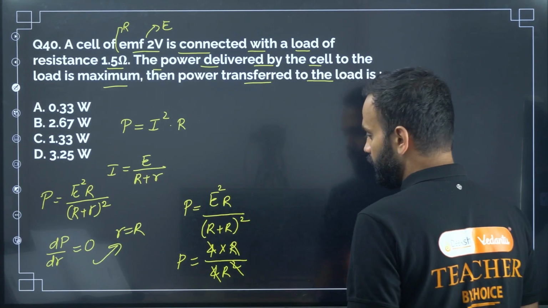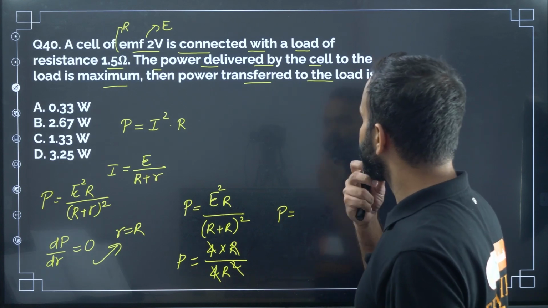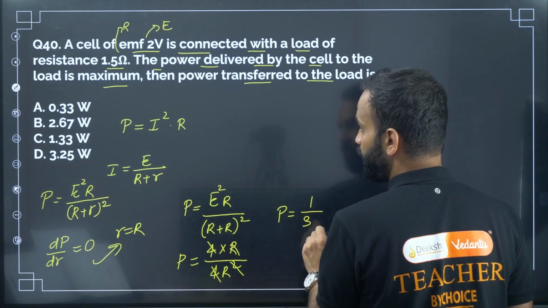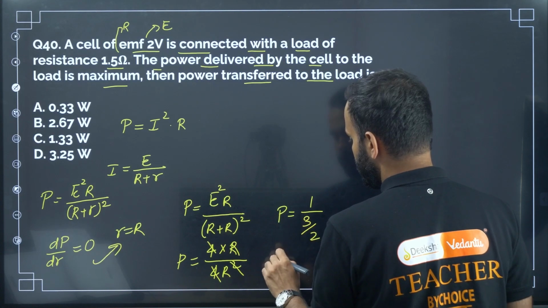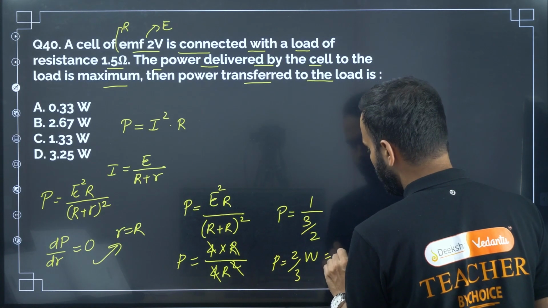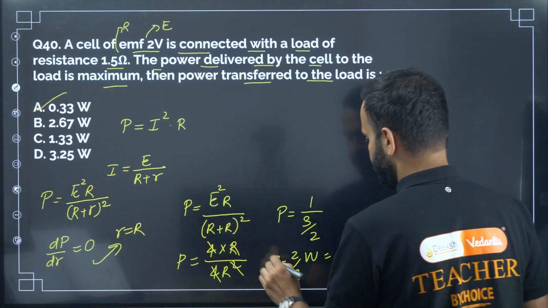So now P equals 1 by R. R is 1.5, so 1 divided by 3 by 2. So now P equals 2 by 3 watt or 0.33 watt. So the correct option is A.